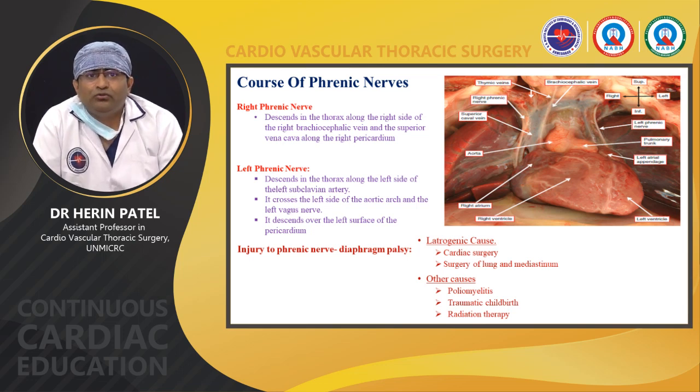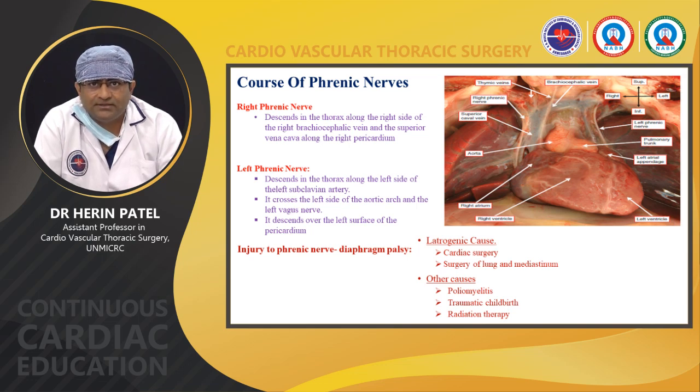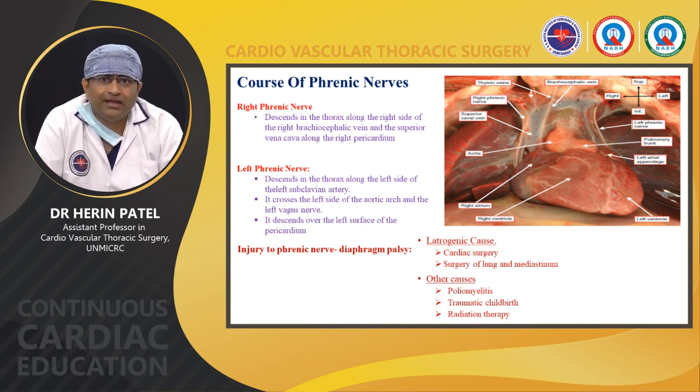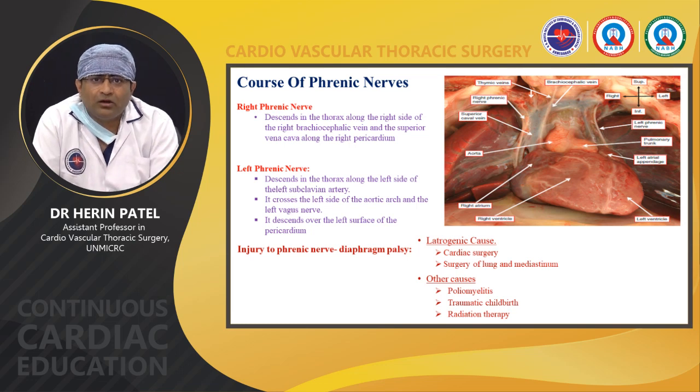The phrenic nerve is prone to injury while doing a dissection over the pericardium, dissecting the superior vena cava, and sometimes the left vena cava. It may get injured in cardiac surgery, especially in the pediatric population, and also while doing surgery over the lung and mediastinum. Other causes of injury to the phrenic nerve are poliomyelitis, traumatic childbirth and radiation therapy.